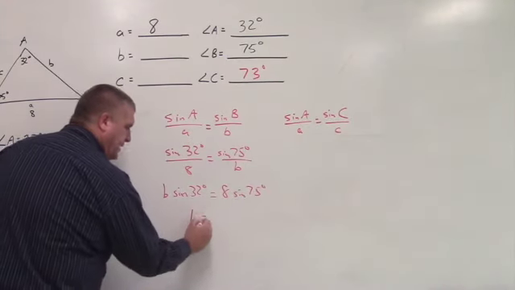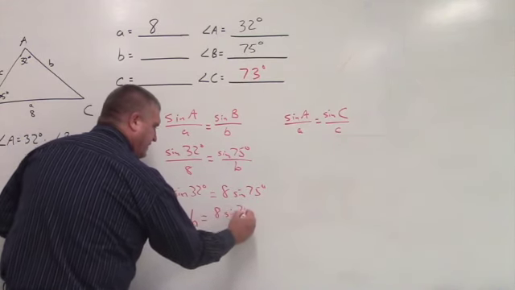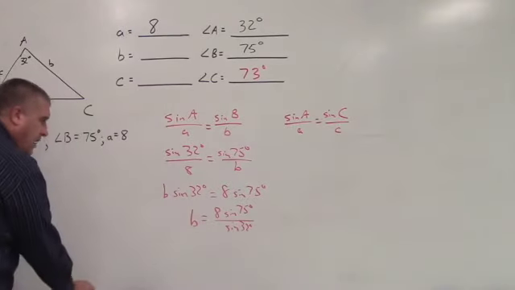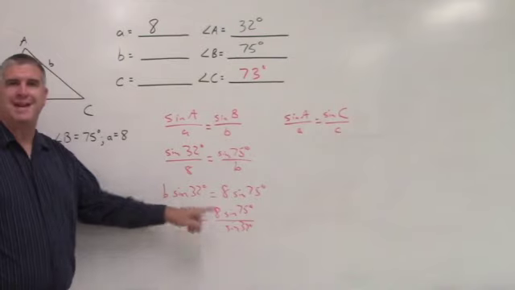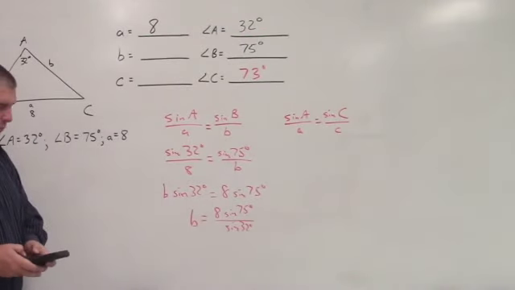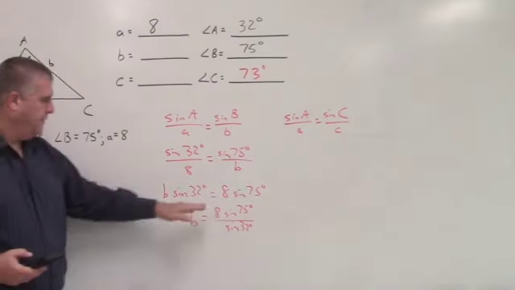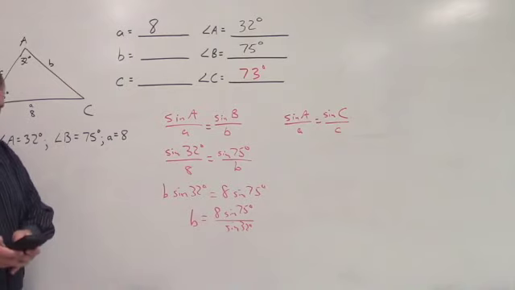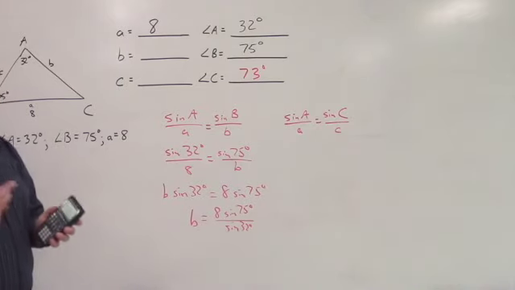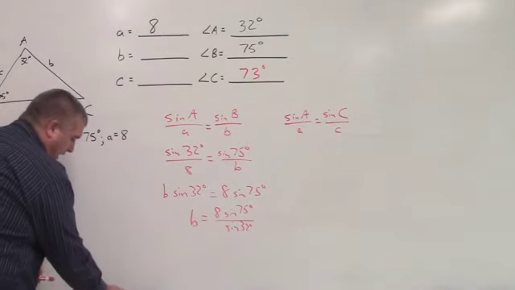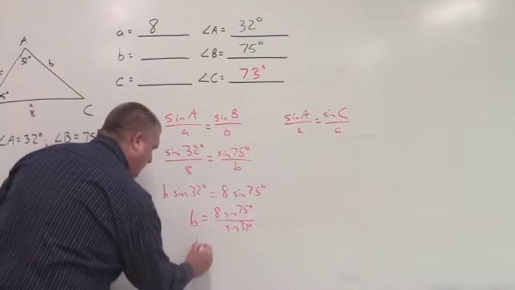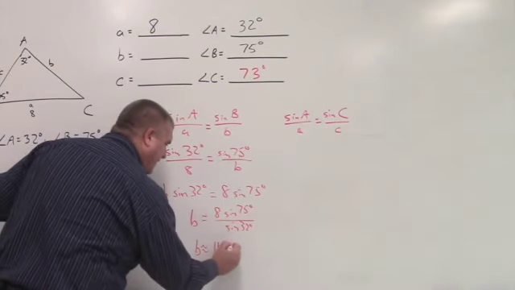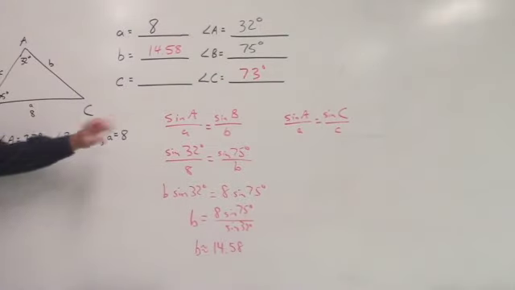So what that means is B is going to be equal to 8 sine of 75 degrees divided by the sine of 32 degrees. And the nice thing about that is I don't have to find this value yet, because I would have to round that one off if I was writing it out before dividing by sine of 32. So writing this all out together is actually very useful for us. And I'm going to enter that into my calculator, making sure it's in degree mode. It is. And what I end up with is B is approximately, when I round this to 2 decimal places, 14.58.